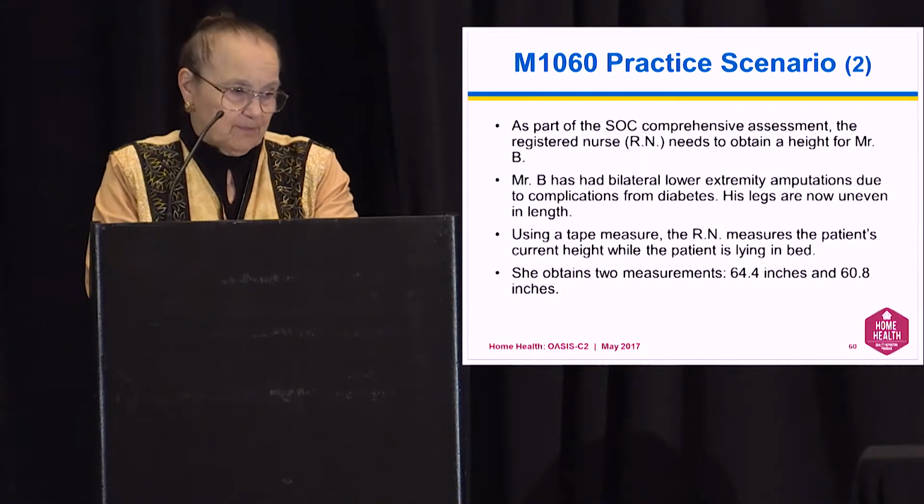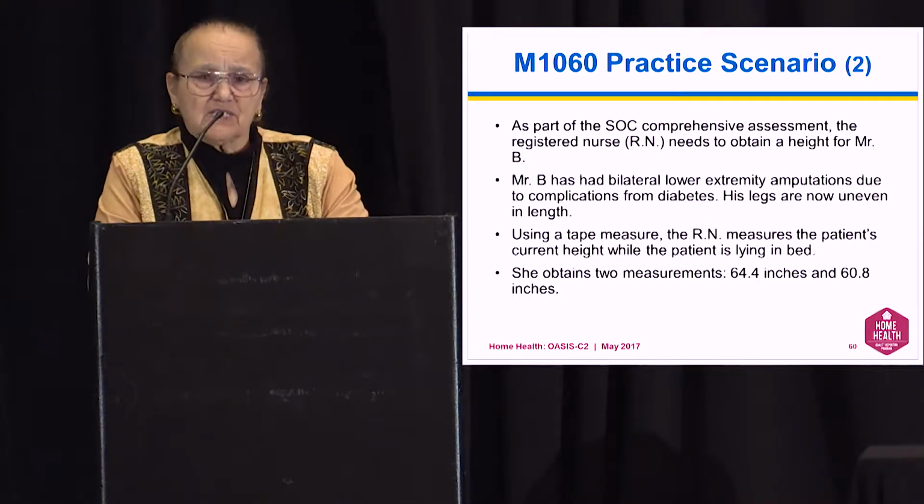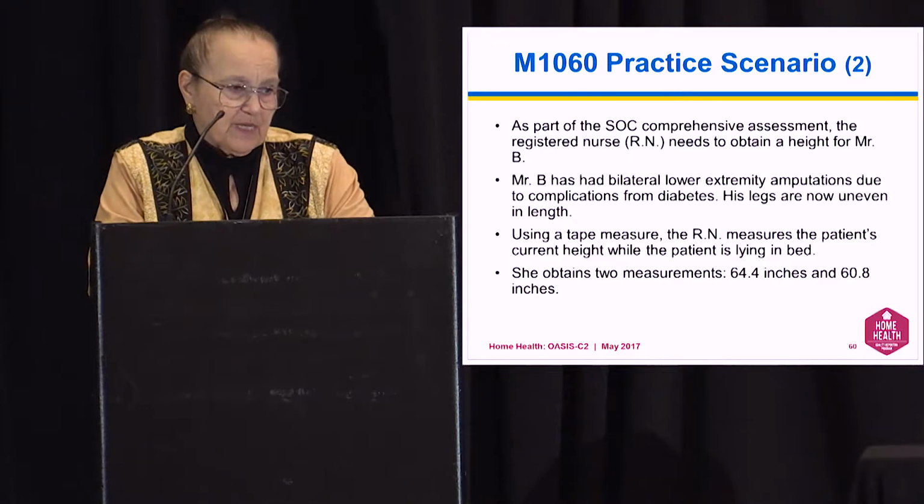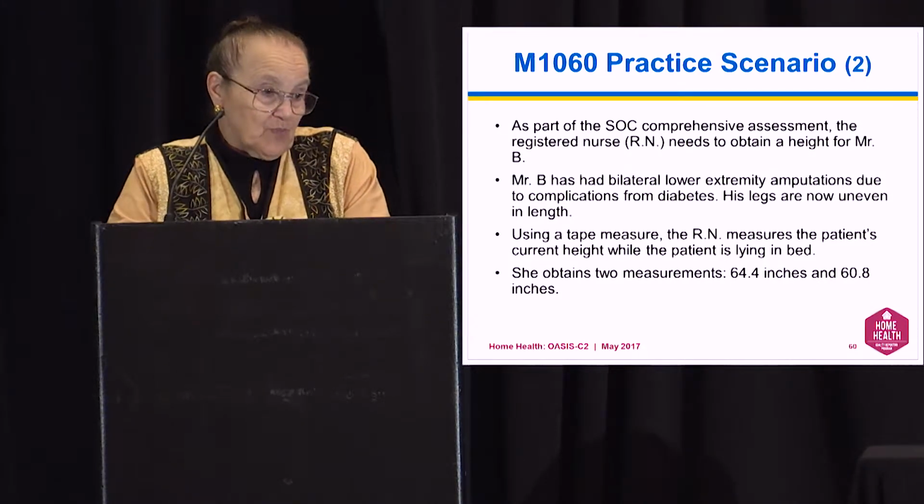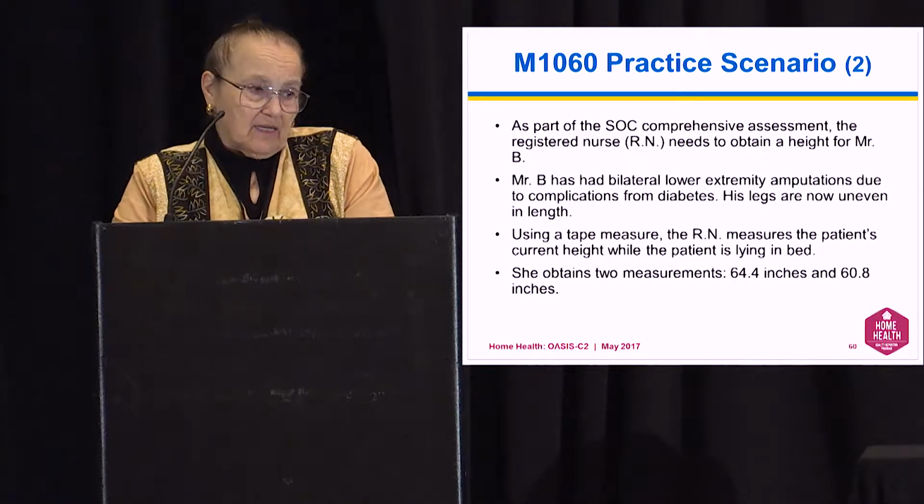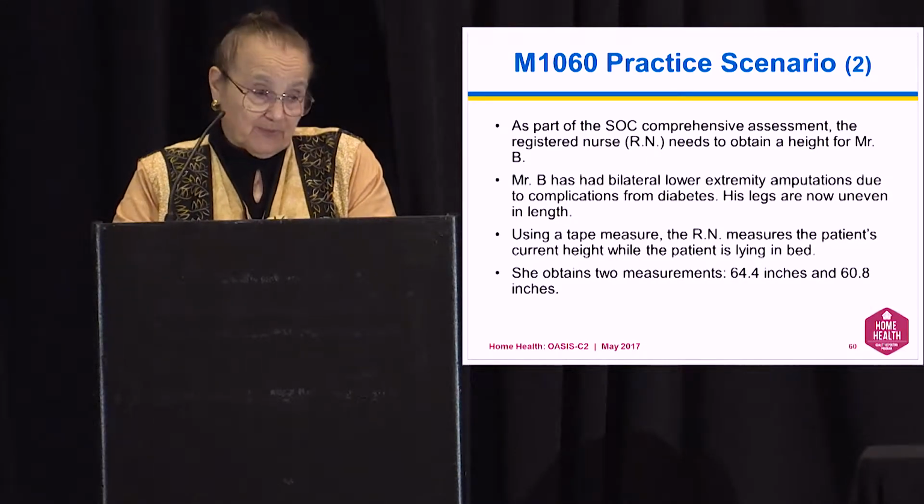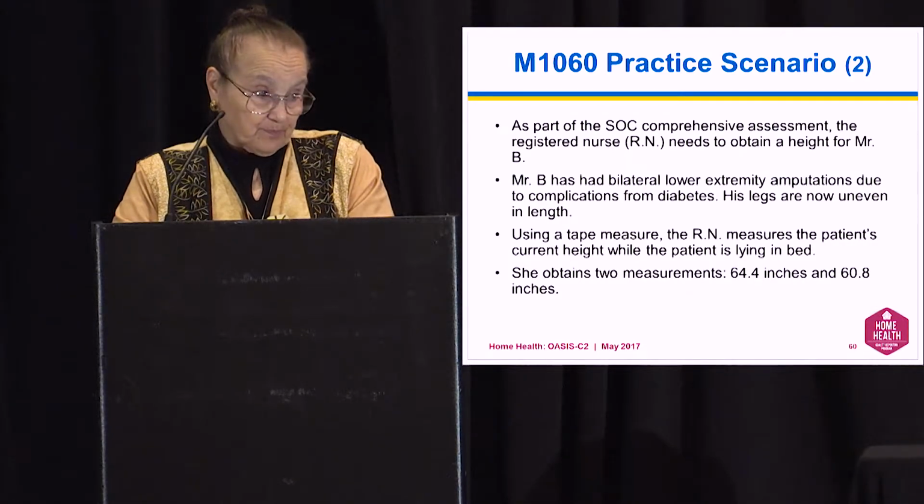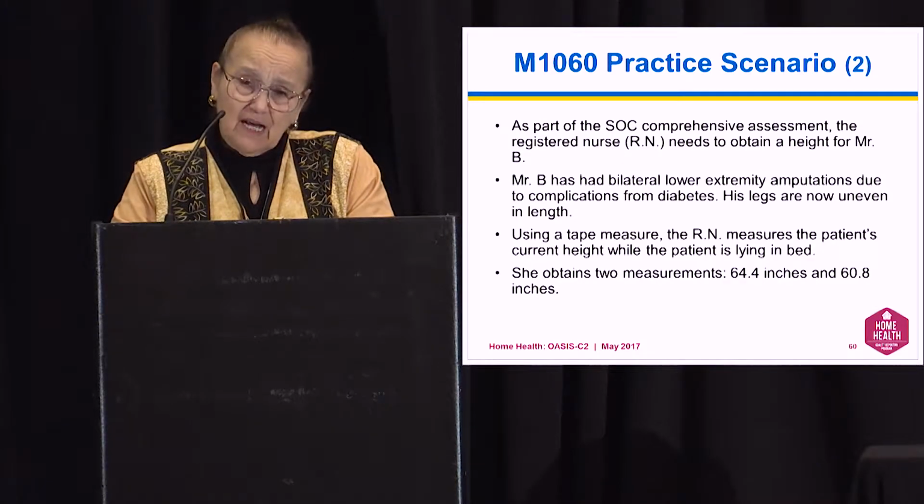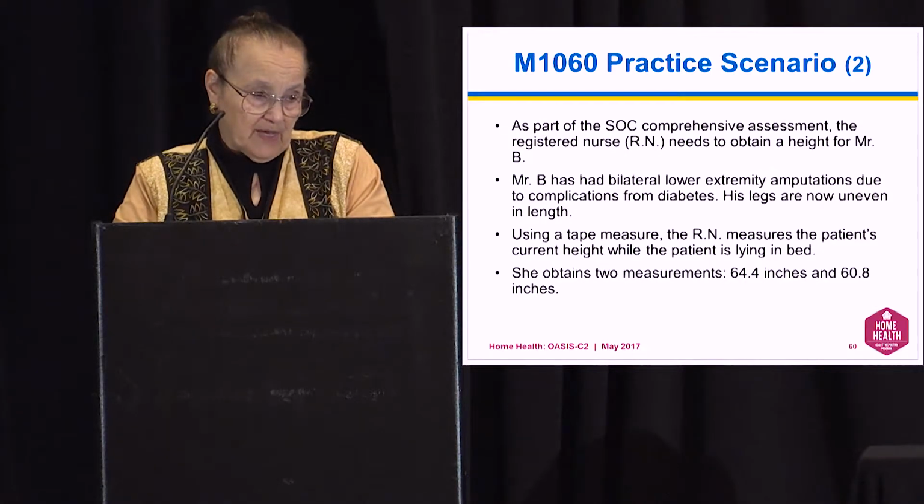Let's try again. As part of the start of care comprehensive assessment, your nurse needs to obtain a weight for Mr. B. Mr. B has had bilateral lower extremity amputations due to complications from diabetes. His legs are now uneven in length. Using a tape measure, the RN measures the patient's current height while the patient is lying in bed.